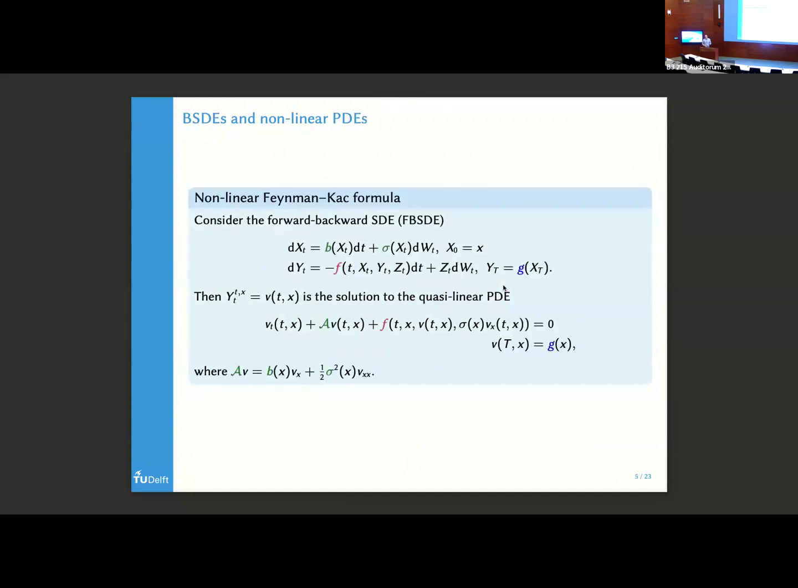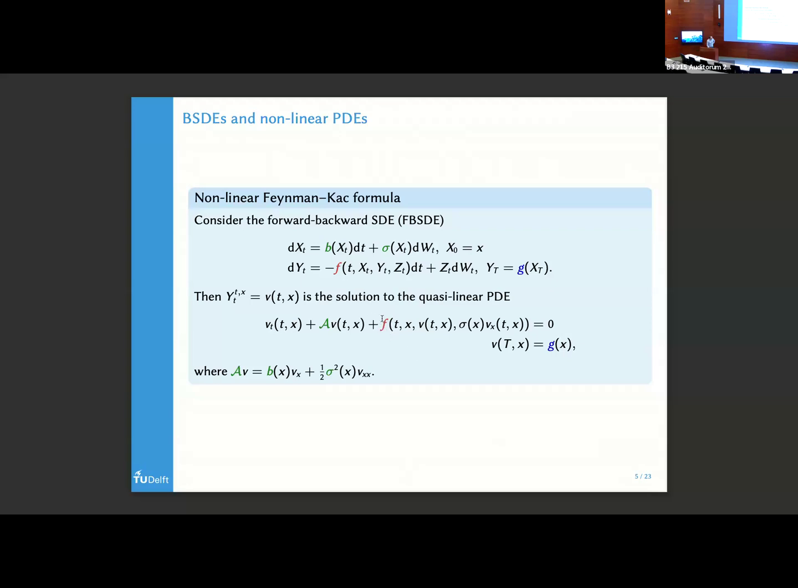Good. Now, if you're not so much into BSDEs, or if you really like PDEs, there is a very interesting nonlinear version of the Feynman-Kac formula that tells you that if you consider a system of a forward and a backward SDE, where the forward component is more or less what we had before, and the backward component was what we had in the previous slide with some terminal condition, then you can associate this with a solution of a quasi-linear PDE where the term here is the infinitesimal generator of the diffusion process, the X diffusion process.